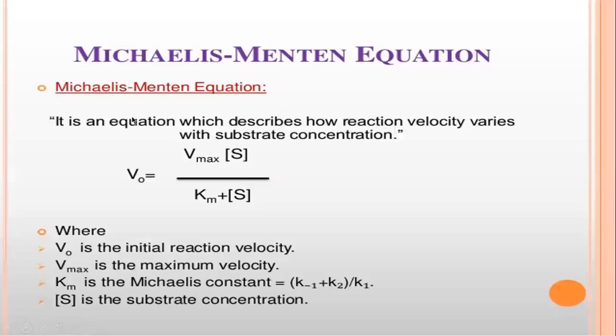This is the equation given by Michaelis and Menten, where V naught is the initial reaction velocity, V max is the maximum velocity, Km is the Michaelis constant, and S is the substrate concentration.